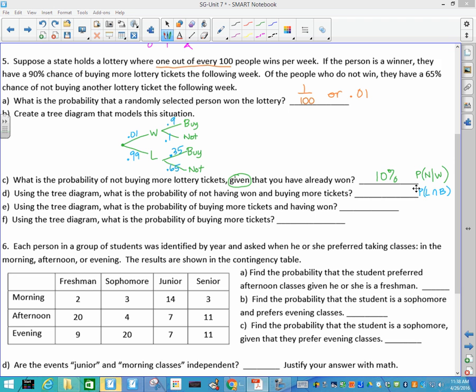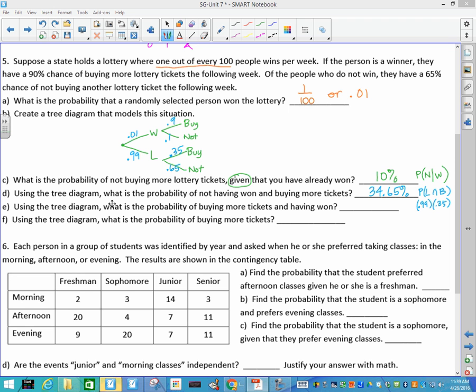Okay, losing is 0.99 and buying, once I lose, is 0.35. So when I multiply those together, I get 0.3465. I put it as a decimal. Okay, yes, you could give me 34.7%.